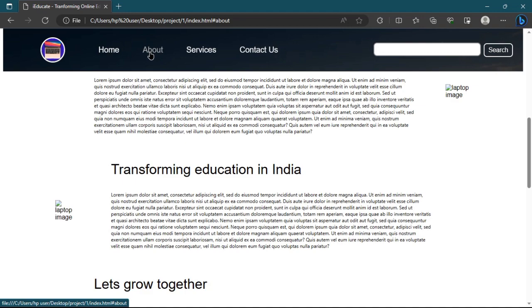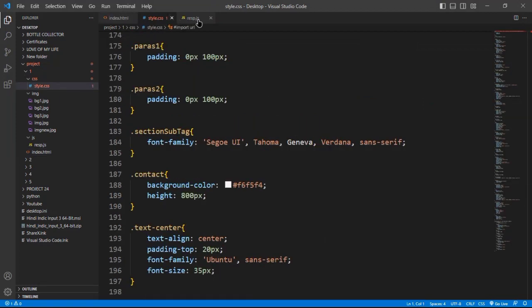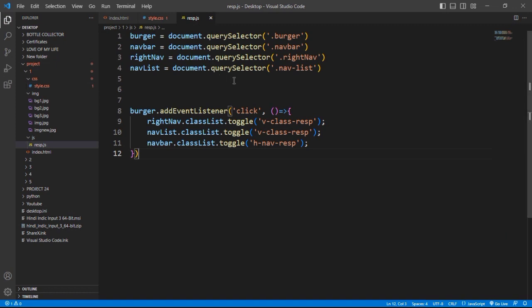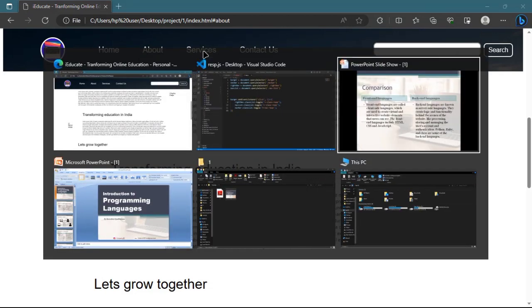Now let me show you its code. Okay, so here is HTML, here is CSS, these are the front end, and here you can see resp.js. It is a JavaScript file. So this is the small function, this is the small language which I used in this web page to make it responsive. So this feature is called backend language. Okay, so I hope it's clear.